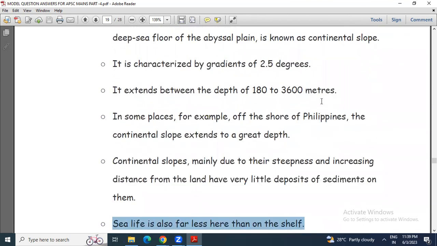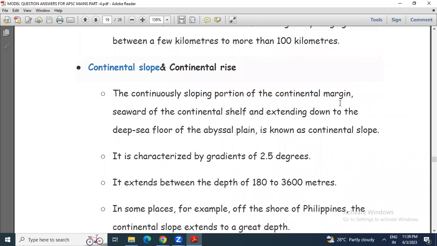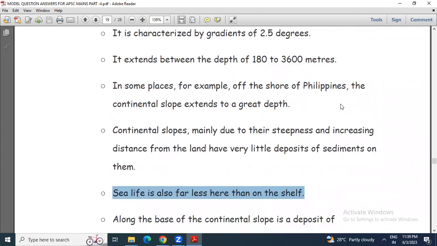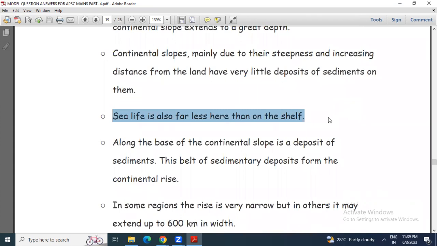Depth is 180 to 3,600 meters by the deep sea floor of the abyssal plain. So sunlight penetrates less. As the sunlight penetrates less, what happens? The flourishing of different organisms will be less.